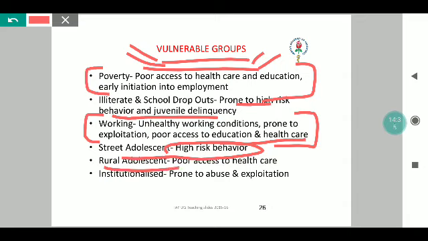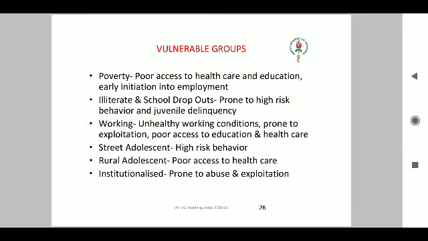Now, rural adolescents used to be considered a vulnerable group because of poor access to healthcare. If you strictly see, that one factor has somewhat reduced now because of greater access to social media, as well as greater access to the healthcare system. And any adolescent who is institutionalized is prone to abuse and exploitation.